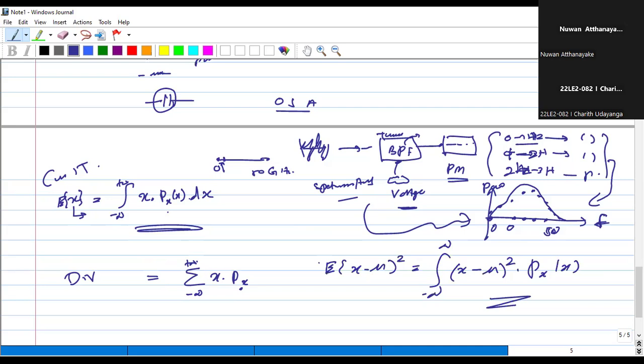Then if you need to find the expected value, you have to get the summation of x, that is the variable, and p(x), the probability. So this is the variable: 5 into 0.4 plus 4 into 0.3. This is the variable and probability. So you have to get the summation, plus 3 into 1 plus 2 into 2.